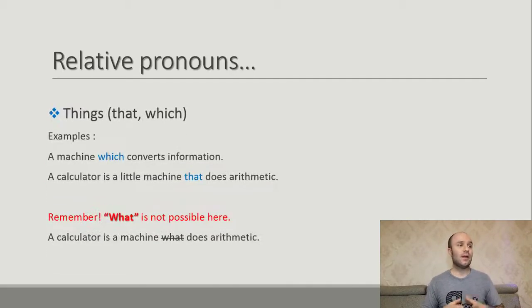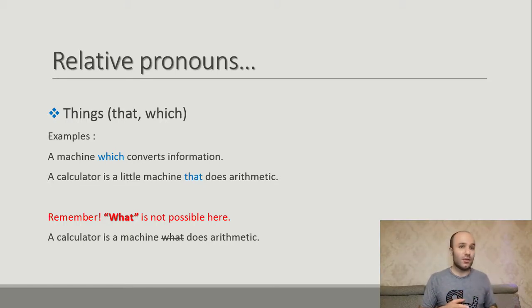So let's first talk about things, which comes with that or which. Examples: a machine, which converts information. Okay? Machine is a thing, so we use which. A calculator is a little machine that does arithmetic. Again, the machine, calculator is a thing, we use that. You have to choose between both of these, that or which. Both of them are the same.